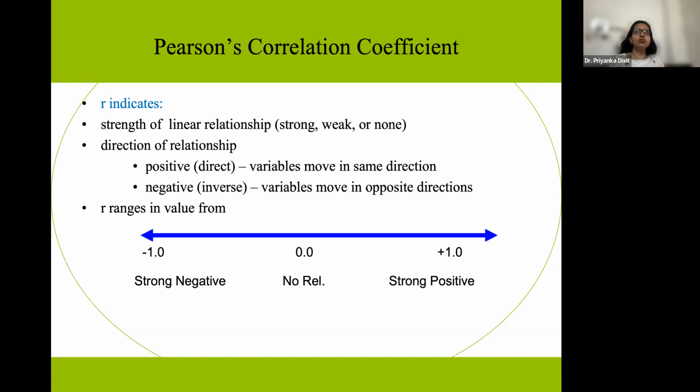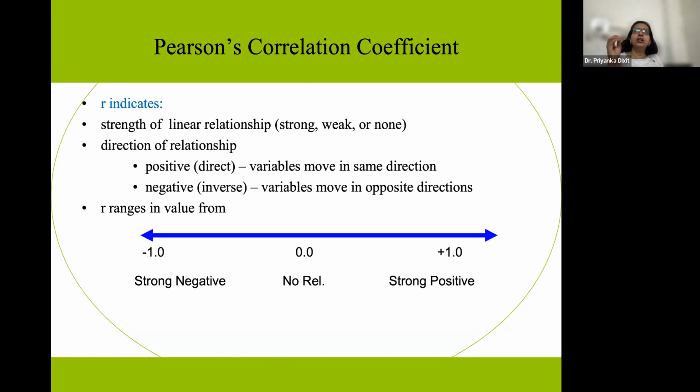Another situation could be that you are getting values towards +1. What does it indicate? X and y are positively related, a direct relationship. If x is increasing, y is also increasing in the same direction. And the relationship is strong.